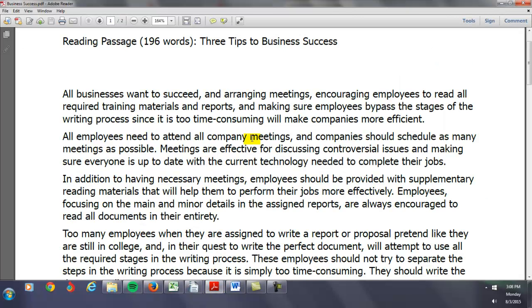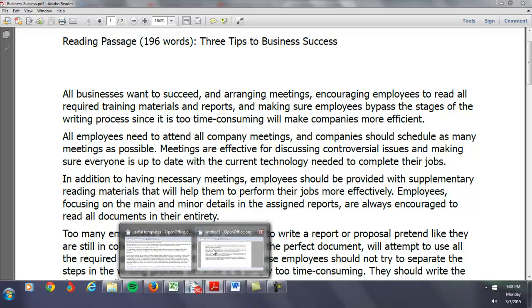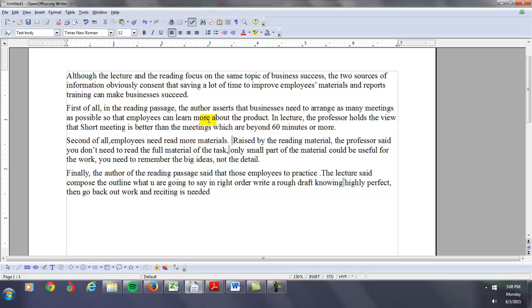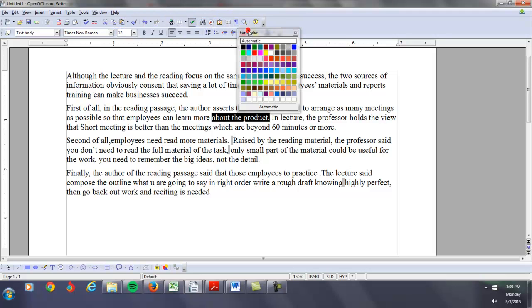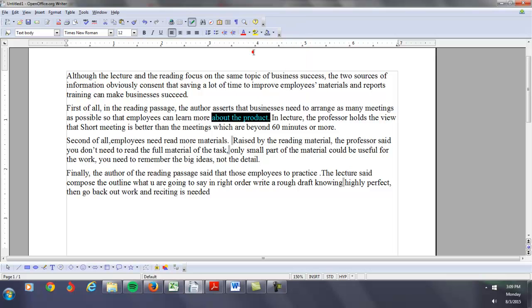Let's go back. So meetings are effective for discussing controversial issues and making sure everyone is up to date with the current technology needed to complete their job. So I'm going to say this is not, they can learn maybe about how to do their jobs more effectively, but this information, I think, is just not accurate. So you have to make sure that you do not represent. Rule number 1 when you're paraphrasing, do not represent or misrepresent information.